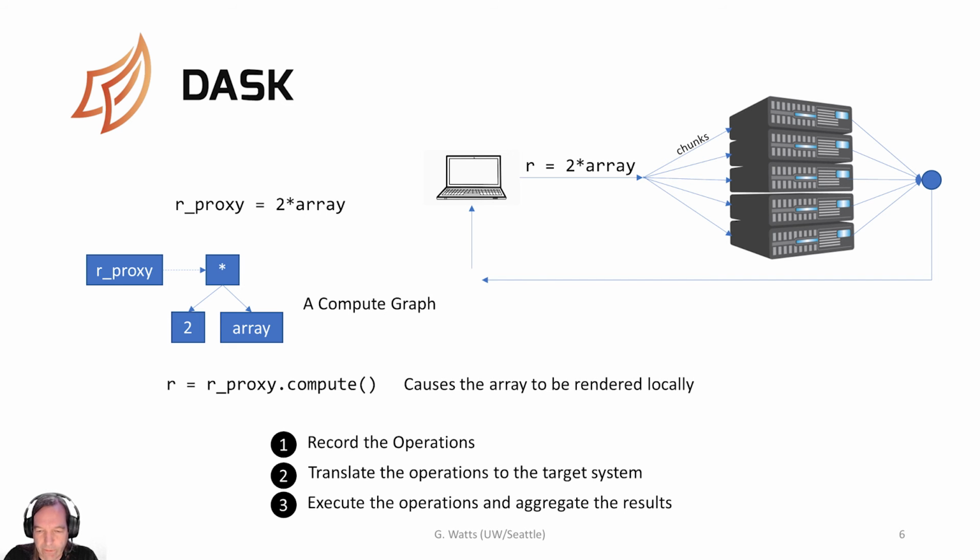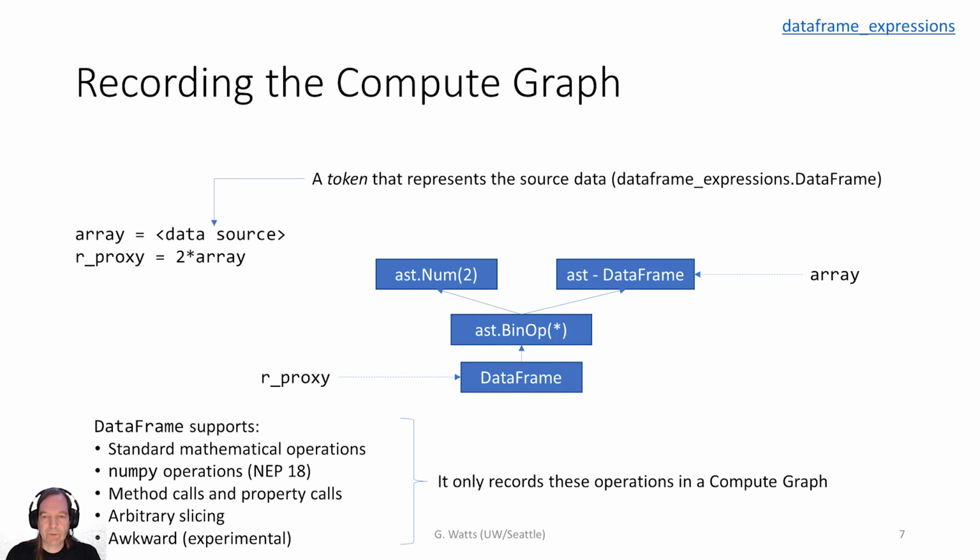First, recording the operations and building the computational graph. Second, translating the operations to the target system. So shipping the expressions to each of the computers and chunking the data. And finally, executing the expressions on those individual chunks in parallel, and then aggregating the results and returning them to the user. So the first step is recording the computational graph.